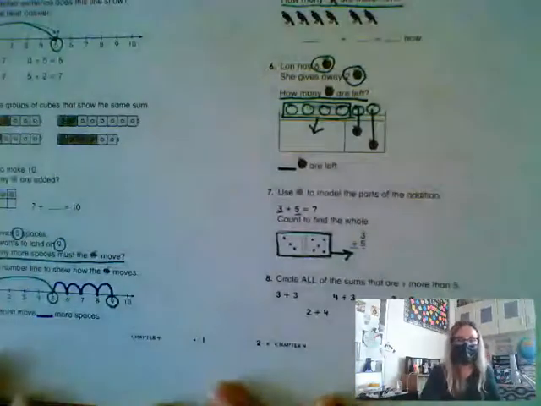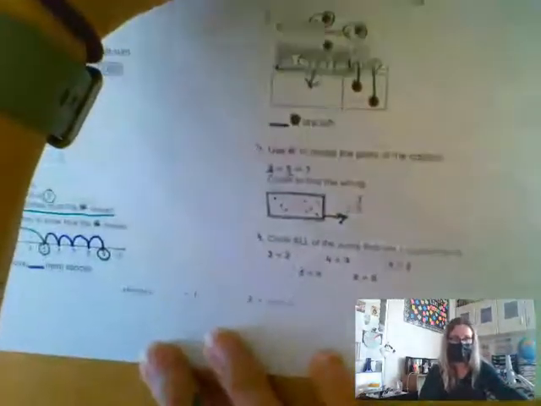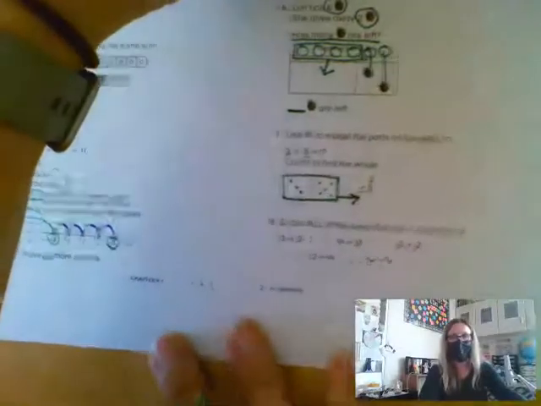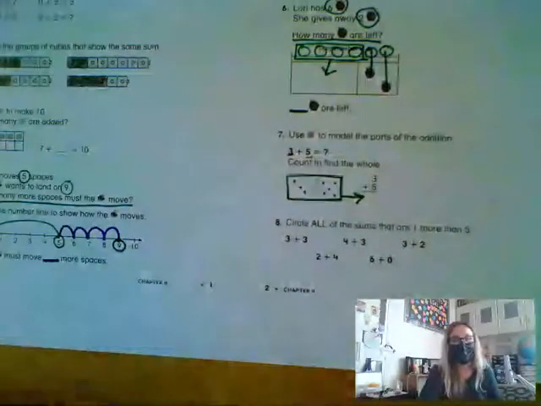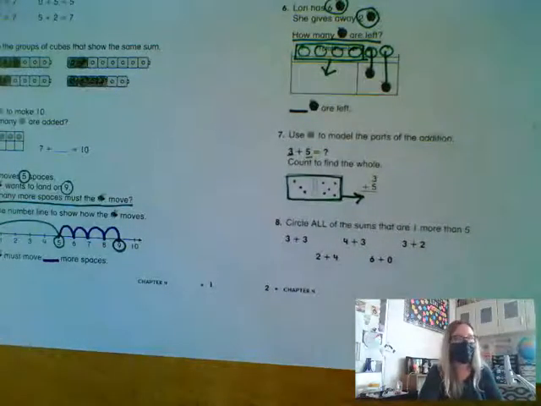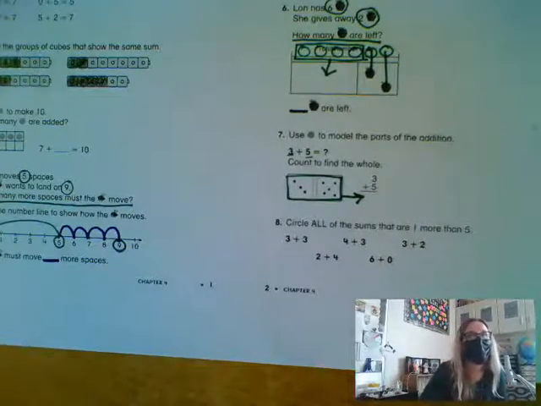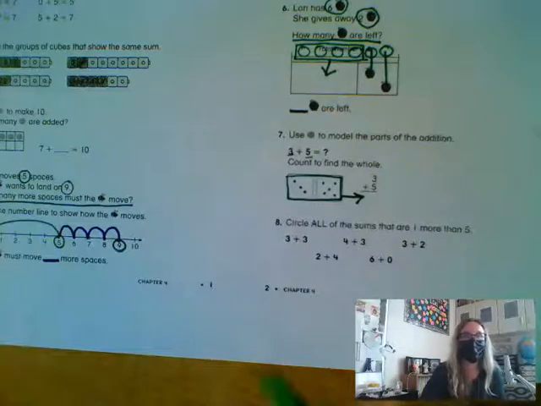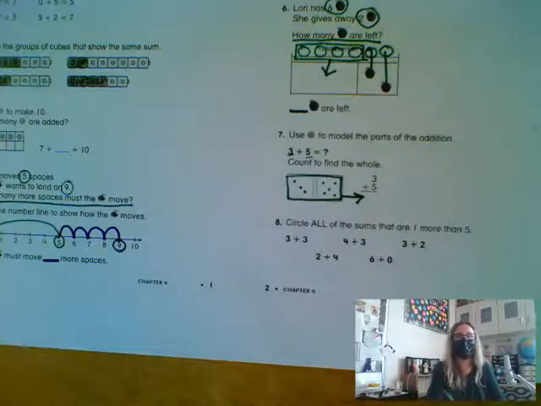Looking at number 8, it says circle all of the sums that show 1 more than 5. Now don't get confused. Raise your hand. What is 1 more than 5? Isaac? What is 1 more than 5?